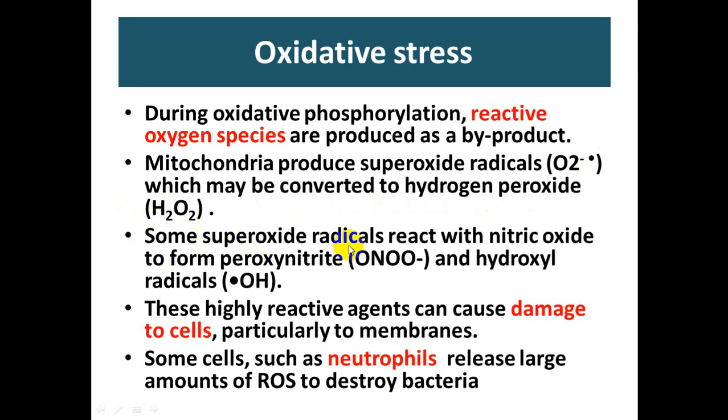Some superoxide radicals react with nitric oxide to form peroxynitrite and hydroxyl radical. These highly reactive agents can cause damage to cells, particularly to membranes. Some cells, such as neutrophils, release a large amount of ROS to destroy bacteria.